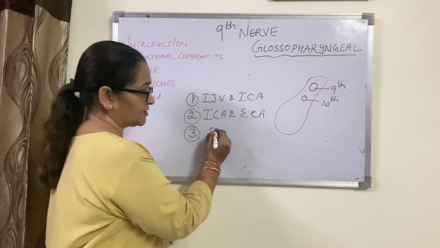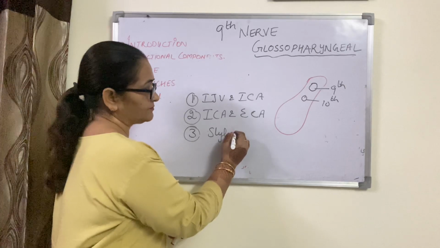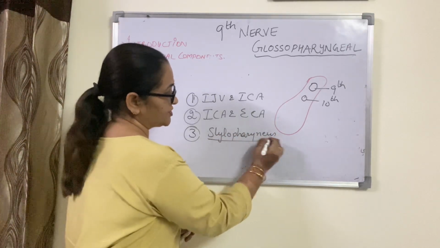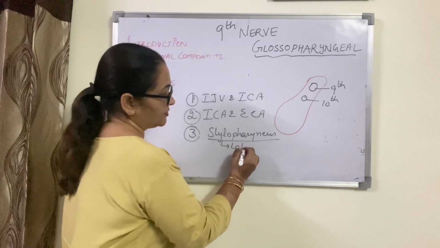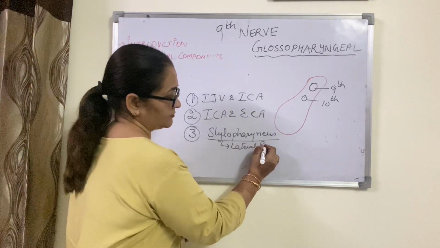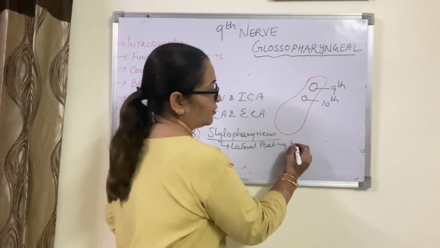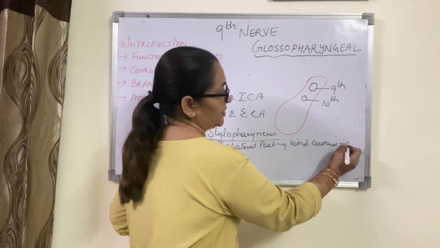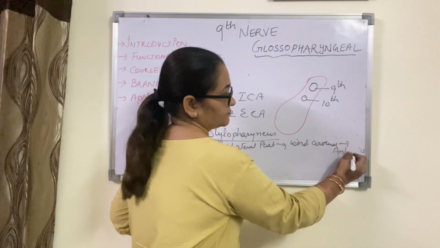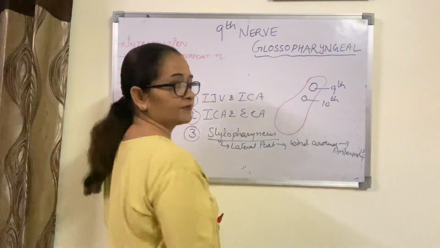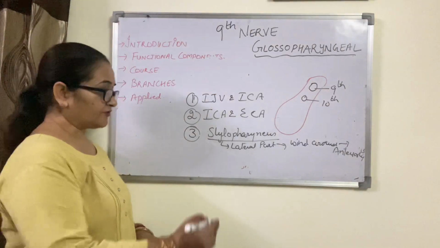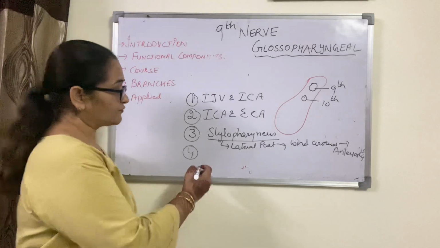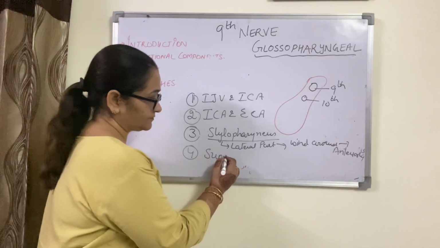Then the relation is with the stylopharyngeus muscle, reaching the lateral part of it, then winding around it and coming anteriorly. Clear? It enters the pharynx by passing through the gap between the superior and middle constrictor.